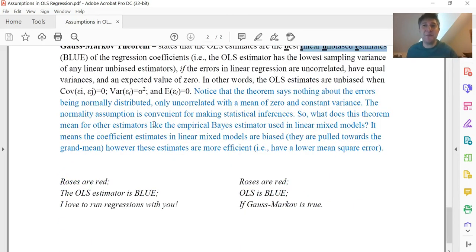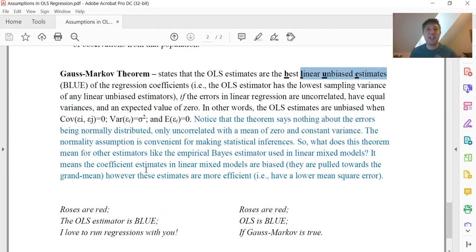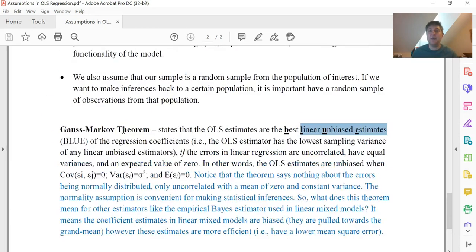A couple little fun poems to help you remember the Gauss-Markov theorem. Roses are red, the OLS is blue, if Gauss-Markov is true. Or, roses are red, the OLS estimator is blue, and I like running regressions with you. So just a couple things to help you remember the Gauss-Markov theorem and what it says for OLS regression.